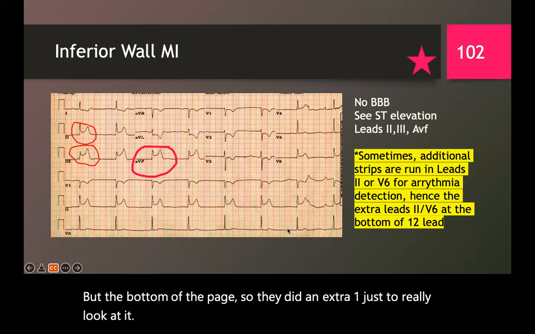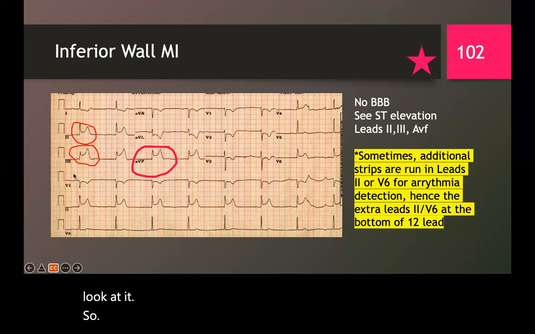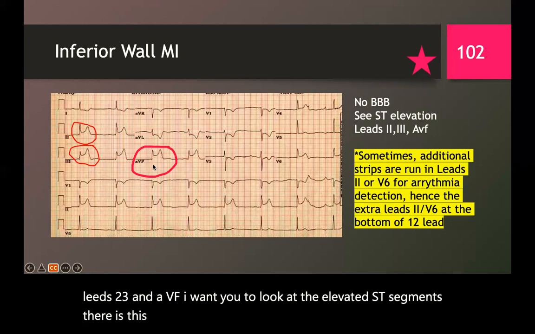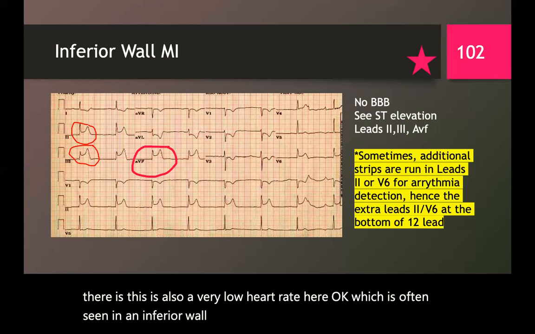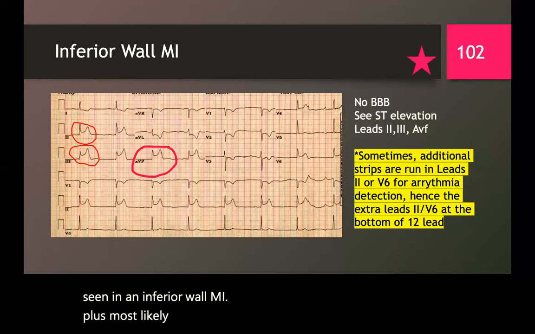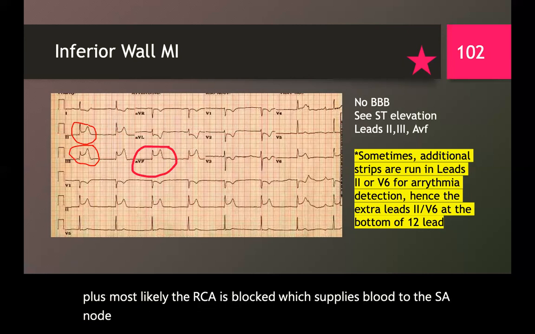So leads 2, 3, and AVF. I want you to look at the elevated ST segments. This is also a very low heart rate here, okay, which is often seen in an inferior wall MI. Plus, most likely the RCA is blocked, which supplies blood to the SA node. So this is where you often see various heart blocks with inferior wall MIs.